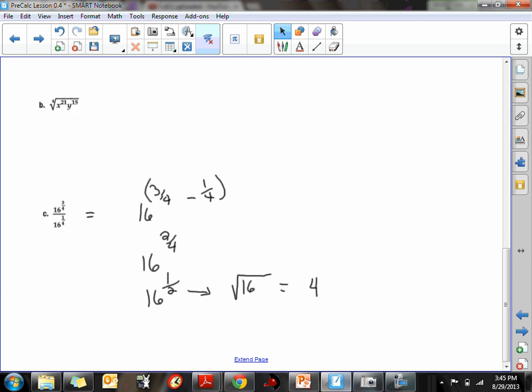So I gave you a few different examples there to look at, and different strategies to solve those using exponent rules.